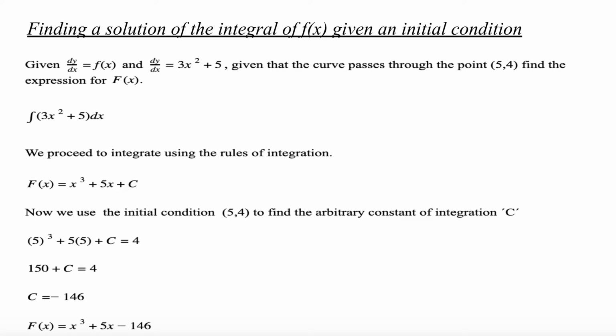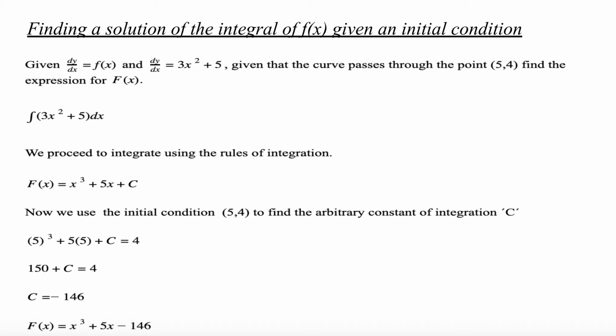Now we're going to aim to find a solution of the integral little f of x given an initial condition. So given dy dx equals f of x and dy dx equals 3x squared plus 5, given that the curve passes through a point (5, 4), find the expression for big F of x. We firstly set up our integral. We need to use two rules of integration here, the constant rule. We can take the 3 outside of the integral to simplify our processes, and we can use a power rule too. After using those rules, we get that big F of x equals x cubed plus 5x plus c.